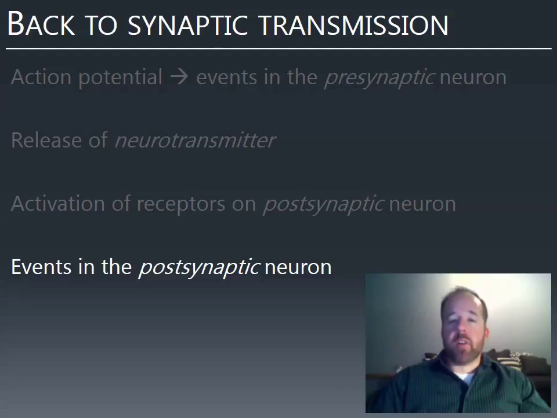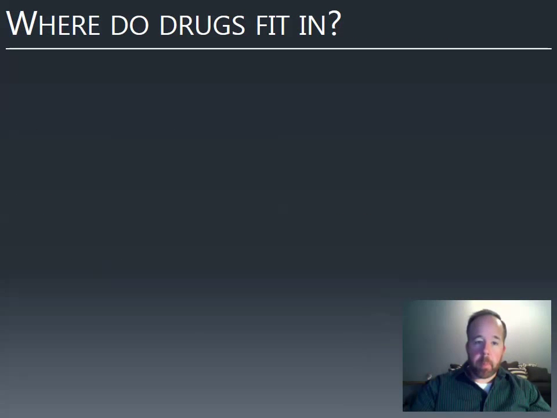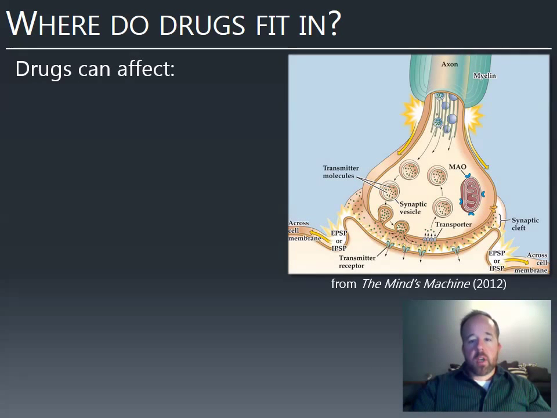And then, of course, there are events in the postsynaptic neuron, like letting in ions and having these chemical cascades. And so that's how the presynaptic neuron has an effect on the postsynaptic one. So where do drugs come into all this? We've already talked about the normal process of synaptic transmission, and drugs can really affect any part of this process. They can affect neurons in general.